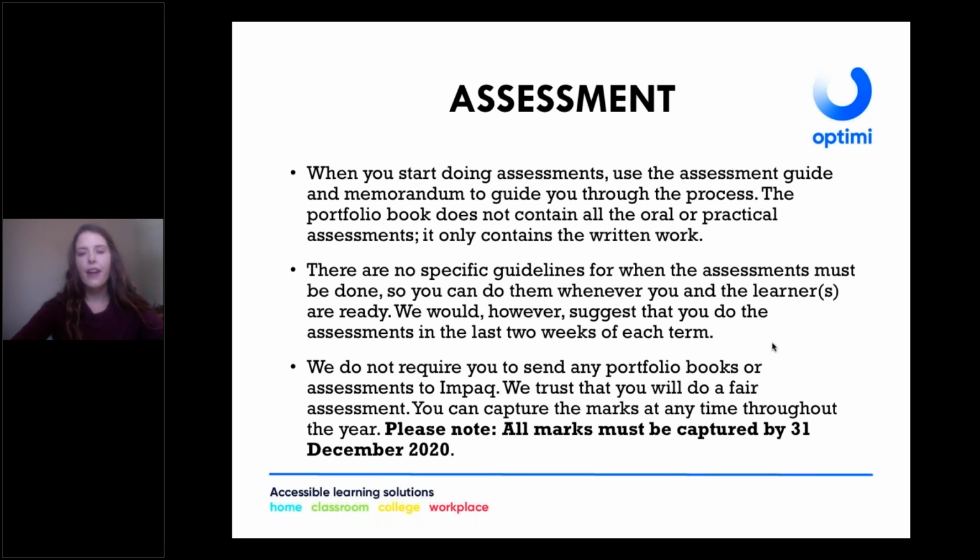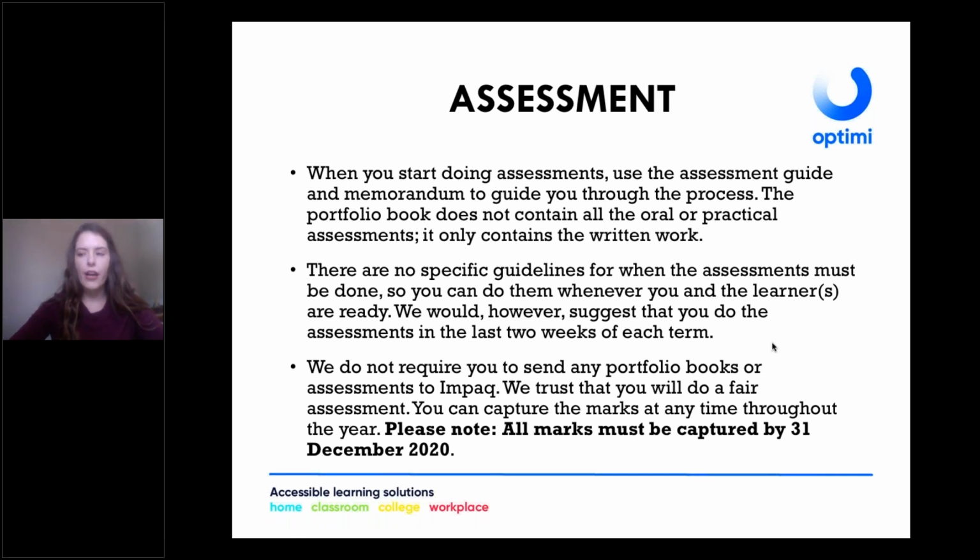Then there's no specific guidelines for when assessments must be done. So you can do them whenever you want to do them and whenever you feel that the learner is ready. However, we would suggest that you do the assessments in the last 2 weeks of each term. You will also see in the index of your learner aid and your facilitator's guide that provision has been made at the end of each term for assessments.